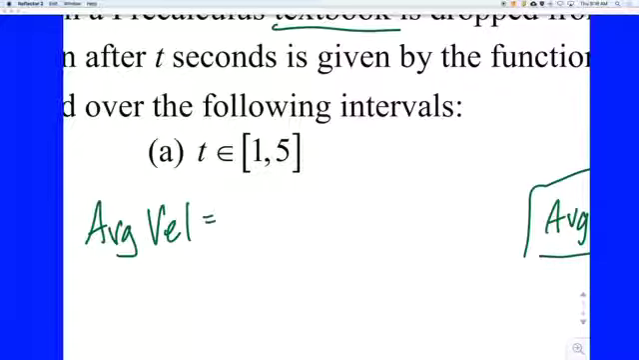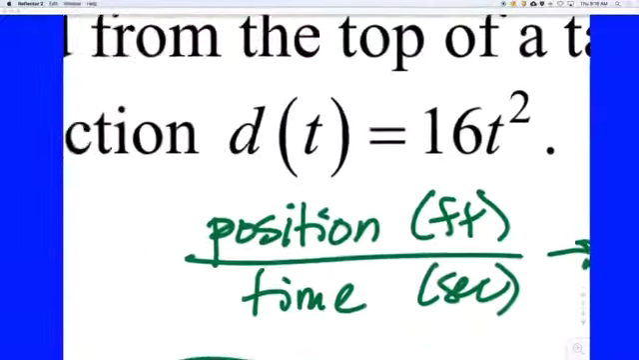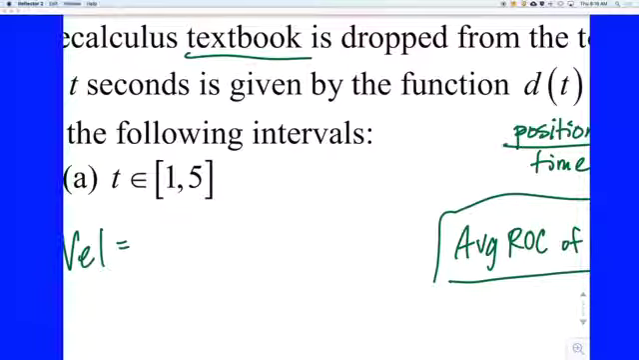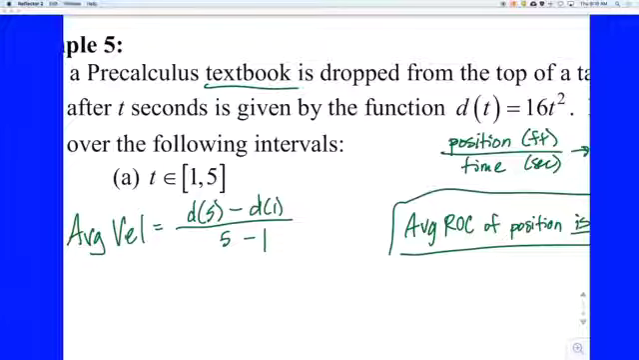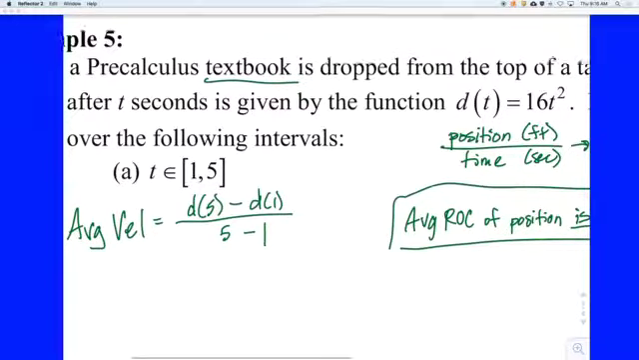It equals, now not f of 5, but what's our function? D, all right? So we're going to use d of 5 minus d of 1, all over 5 minus 1. Okay, now we're not concerned with direction here. The book is falling, so its velocity is going to be negative because its position is decreasing. But we're not worried about vectors right now. We're just getting speed quantities.